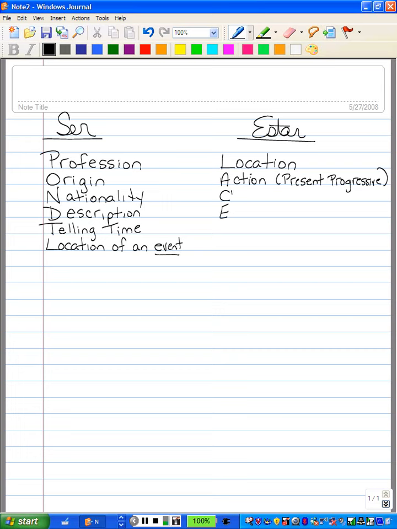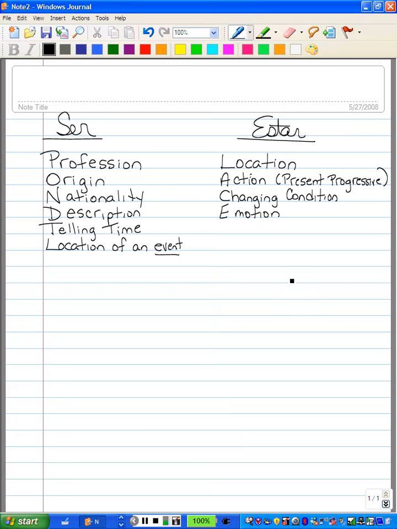The C, changing conditions. And E stands for emotion. Alright, as you look at this list, profession, origin, nationality, description, telling time, location of an event, most of these are more permanent, things that don't change very often. Location and action, a changing condition and emotion, these are things that are more changeable, or they change more often.